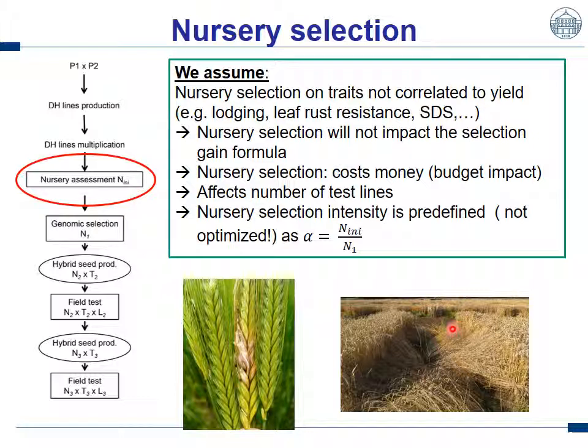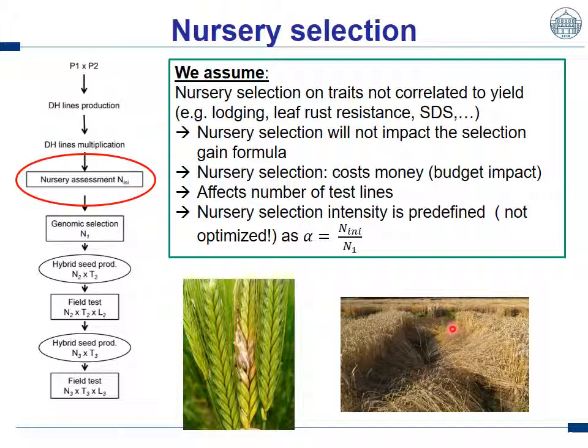We assume here a selection on traits which are not correlated to grain yield. It means it doesn't impact the selection gain formula at all. However, it has an impact on your costs, because we have to assume money, the costs, how much observation in a nursery costs. At the end, these costs affect the total budget, thus the higher the costs in the nursery, the fewer lines I can test, and thus you get indirectly also an effect on selection gain on grain yield.